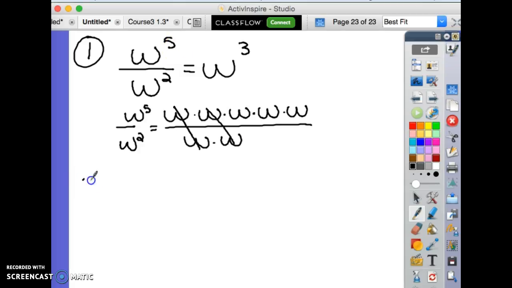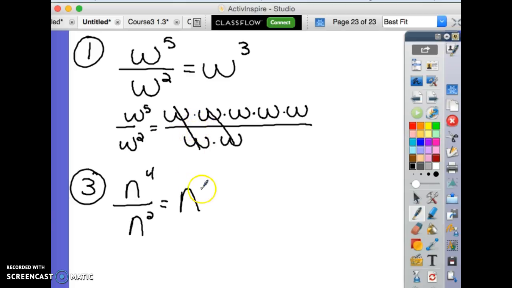So let's try 3. N to the 4th over n squared. Again, we have our like base of n. We're just going to subtract exponents instead of writing it out like this. So 4 minus 2 is 2. If it helps you to write it out like that and cancel while you're learning and you need that visual and that practice, do it. Do what works for you. Okay, but I'm just going to use the rule, subtract my exponents.